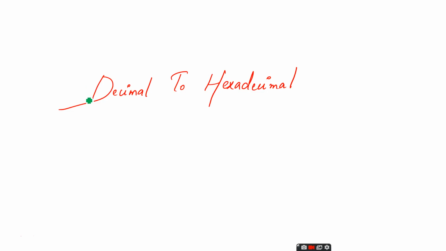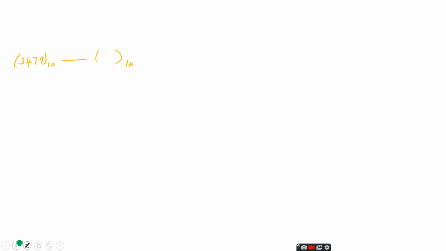In this video, we can learn how to convert a decimal number to hexadecimal, that is from base 10 to base 16. First question: 3479. That is a decimal number and we have to convert it into hexadecimal.